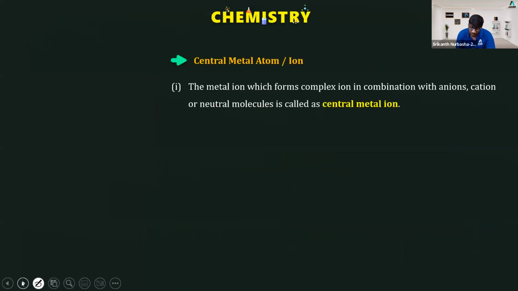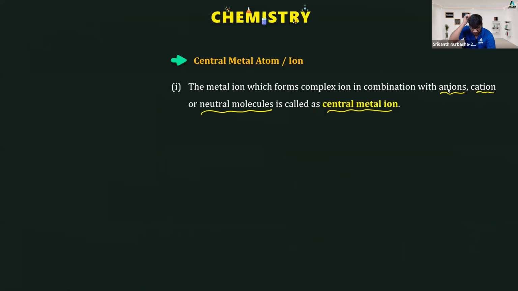Central metal atom or ion? The metal ion which forms a complex ion in combination with anions, cations or neutral molecules, that is called your central metal ion.